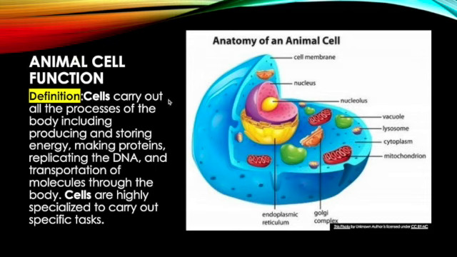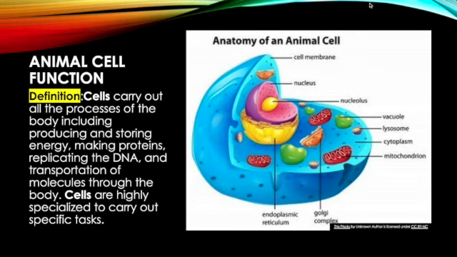Cells carry out all the processes of the body, including producing and storing energy, making proteins, replicating the DNA, and transportation of molecules through the body. Cells are highly specialized to carry out specific tasks.